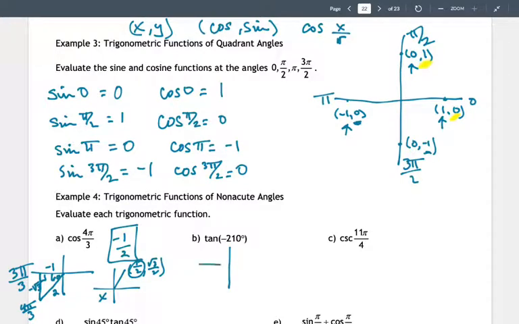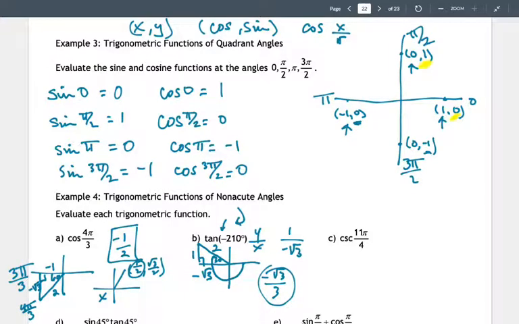Tangent of negative 210 degrees, I have to go in the clockwise direction because it's negative. So I'm going to start here and go around. This is negative 180. Another 30 degrees past that would be 210. So my reference angle is 30, and I'm using a 30, 60, 90 triangle. The side across from 30 is 1. The side across from 60 is square root of 3, negative in this quadrant. And then this is 2. Tangent is y over x, so it's going to be 1 over negative square root of 3. If you rationalize it, it would be negative square root of 3 over 3.